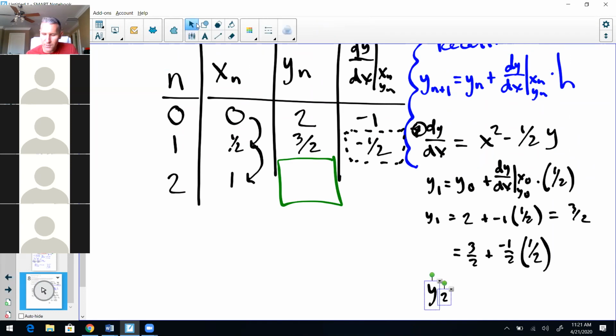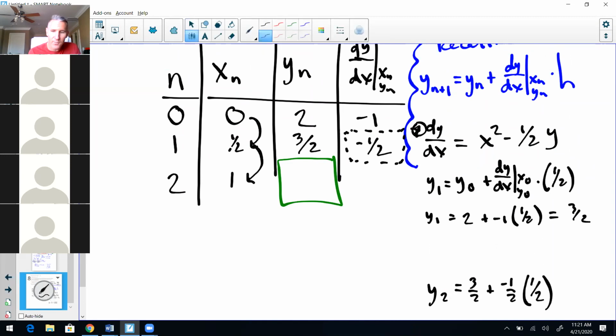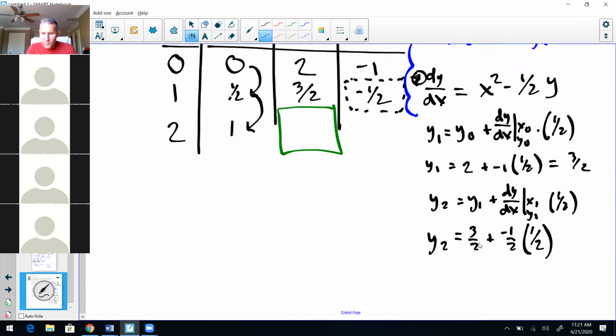So let me go down, bring this down. Where's that stuff coming from? This is coming from the fact that y of 2 equals y of 1 plus dy dx evaluated at x sub 1, y sub 1 times 1/2. And now I've just plugged in all of that. Y sub 1 is 3/2. This is just that guy, which is negative 1/2. And that's always going to be just the step size, which is 1/2. So that gives me that y sub 2 is equal to 3/2 minus 1/4, which is known as what?